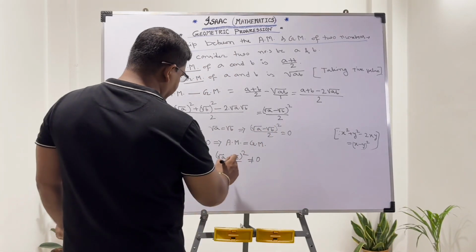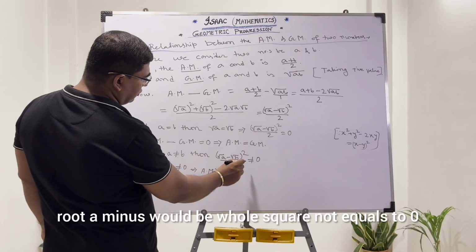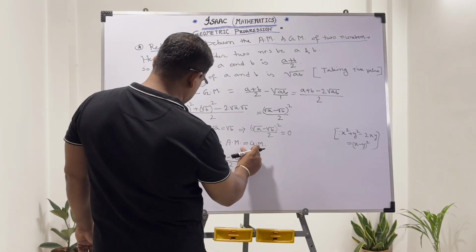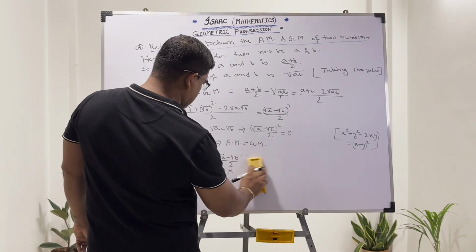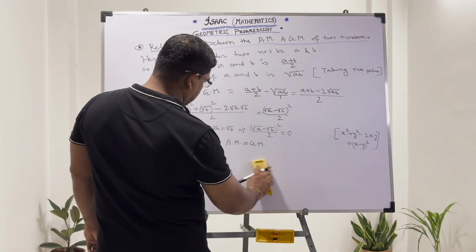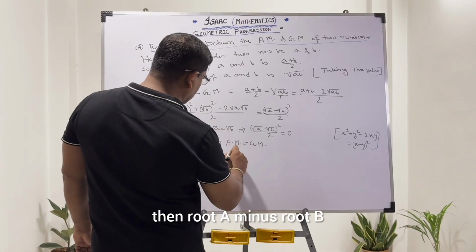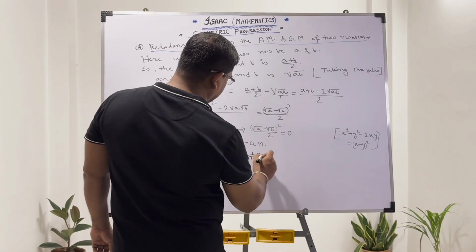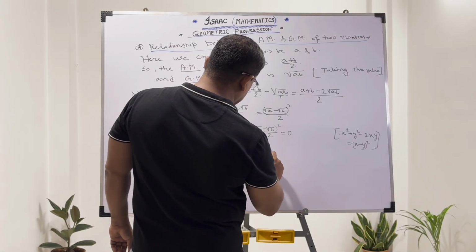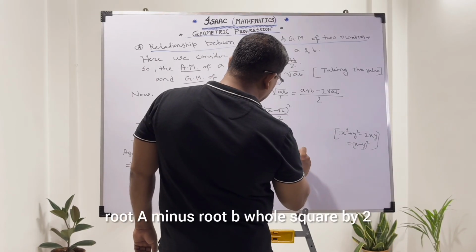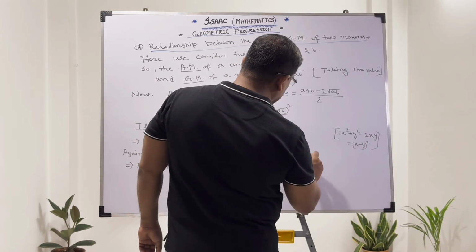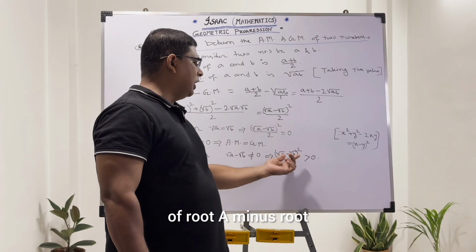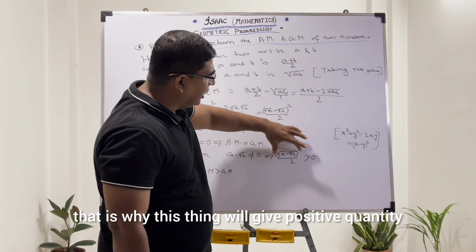Okay. So, by that way, root A minus root B whole square not equals 0, then root A minus root B not equals 0, which implies root A minus root B whole square by 2 is greater than 0, because there is a whole square of root A minus root B. That is why this thing will give a positive quantity.